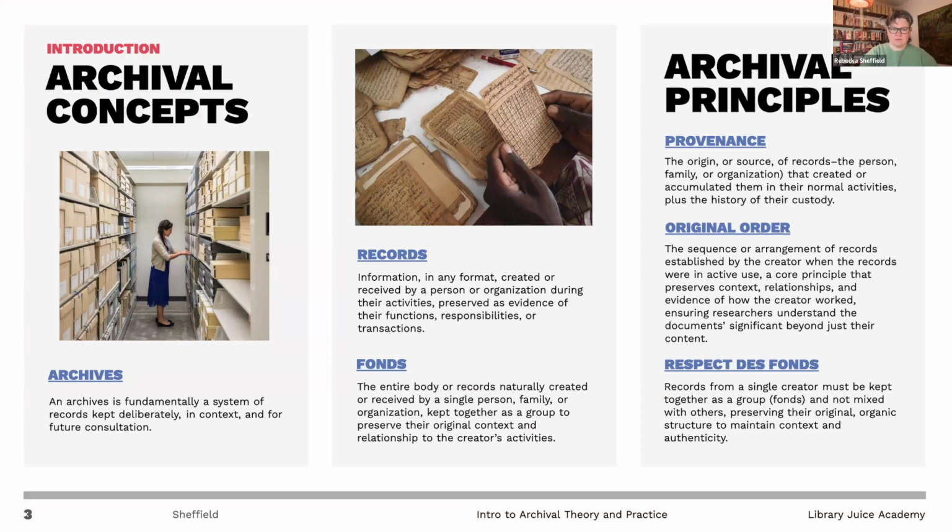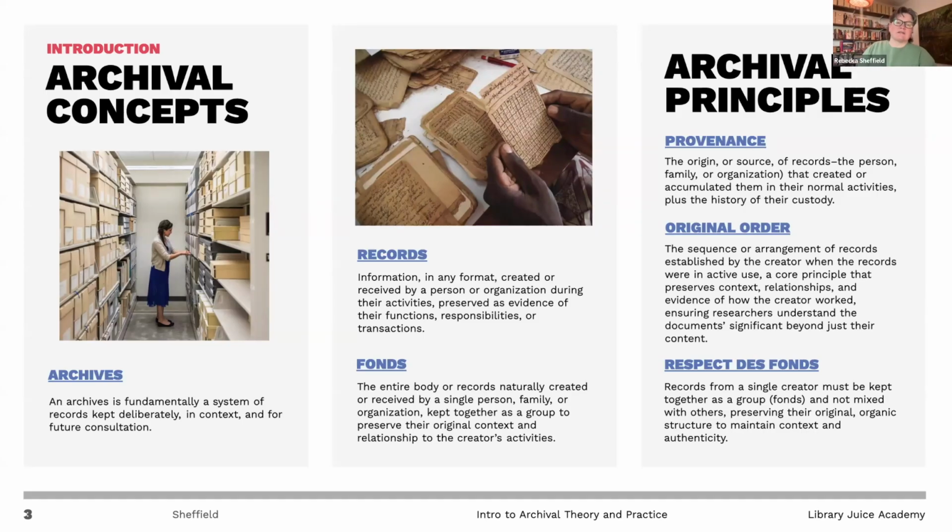When we talk about archives, we're talking about more than a building or a storage facility. An archives is fundamentally a system of records, kept deliberately, in context, and for future use or consultation. Archives can hold government files, photographs, oral histories, data sets, correspondence, or born digital materials like email or social media posts. What ties all of these things together is not their format, but the idea that they were created in the course of an event or activity. Archives document actions, experiences, relationships, and decisions.